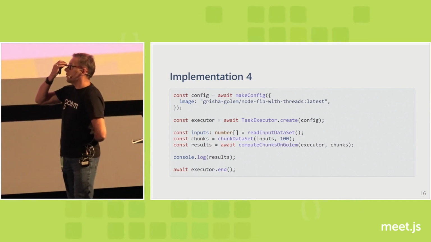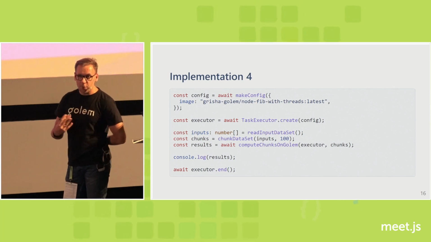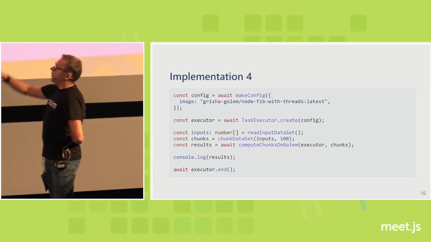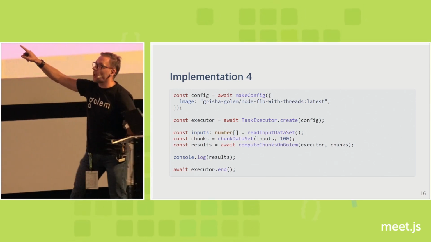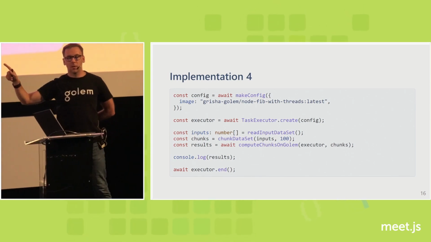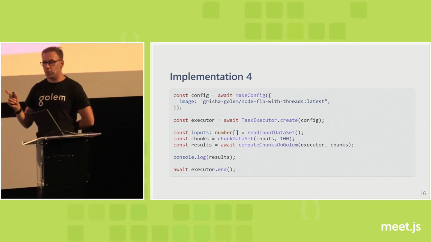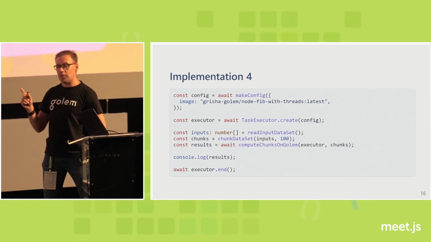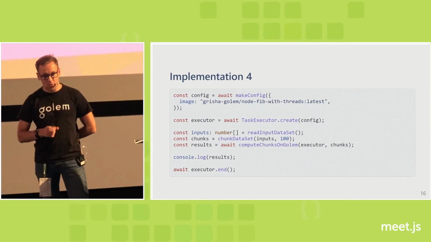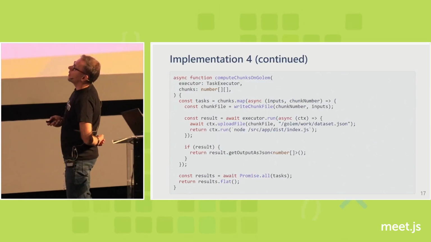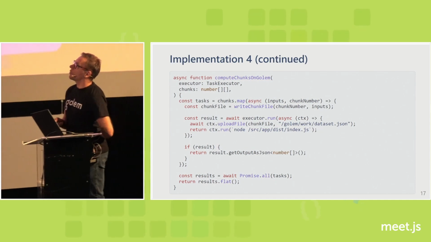So in order to utilize this at best, I'm doing one additional thing. I'm not putting out the inputs one by one as previously, but I'm chunking this. For the amount of data which I had, I'm creating chunks of 100 elements of length, and then I'm computing chunks on top of Golem. So how does this look now in operation?